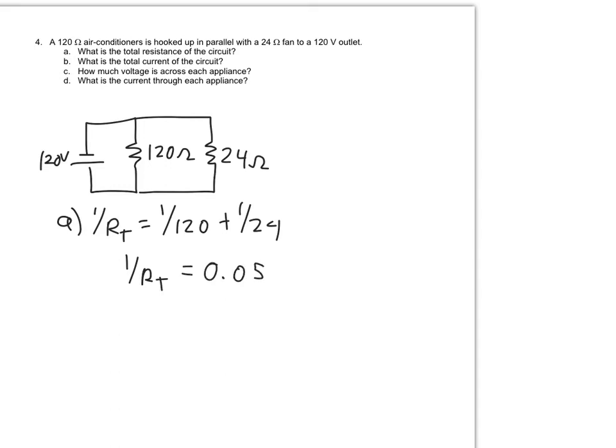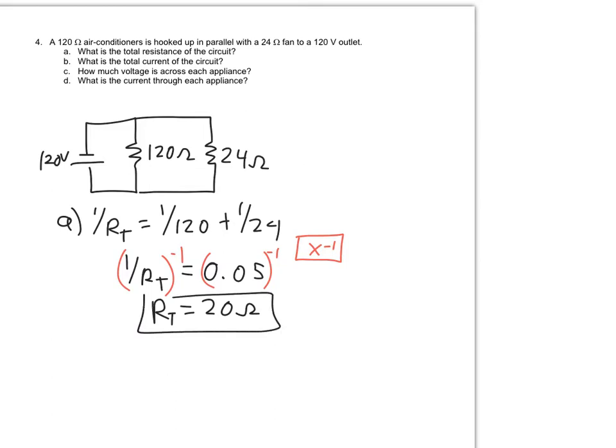0.05. That's when we're going to use that flipper button that we've talked about before, raising both sides to the negative first power. And what that does is it allows us to solve for RT, and we find that our total resistance here is going to be equal to 20 ohms.